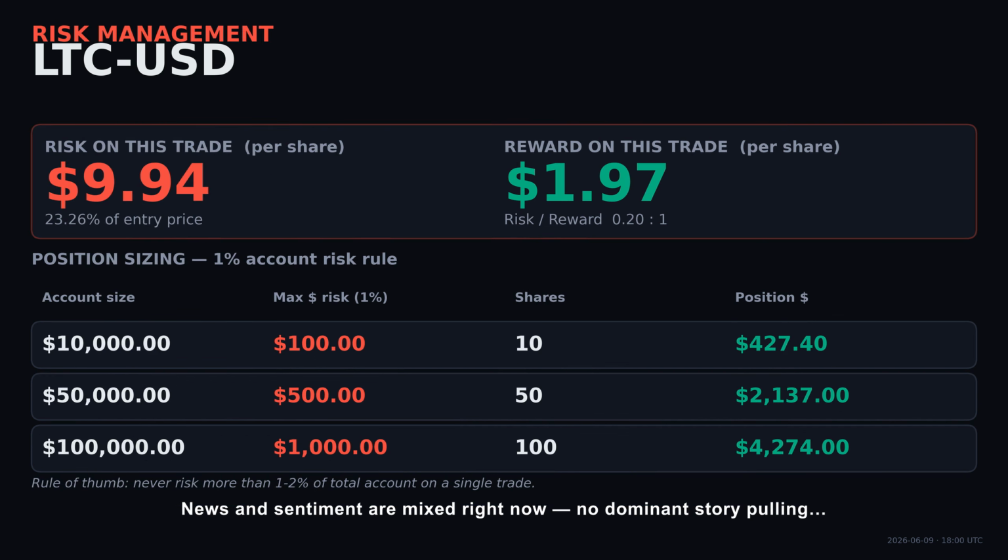Now, this is the slide nobody on YouTube actually talks about. Risk management. On screen, you see the dollar risk per share, the dollar reward per share, and a position sizing table built around the 1% rule. The rule is dead simple. Never risk more than 1% of your total account on a single trade.